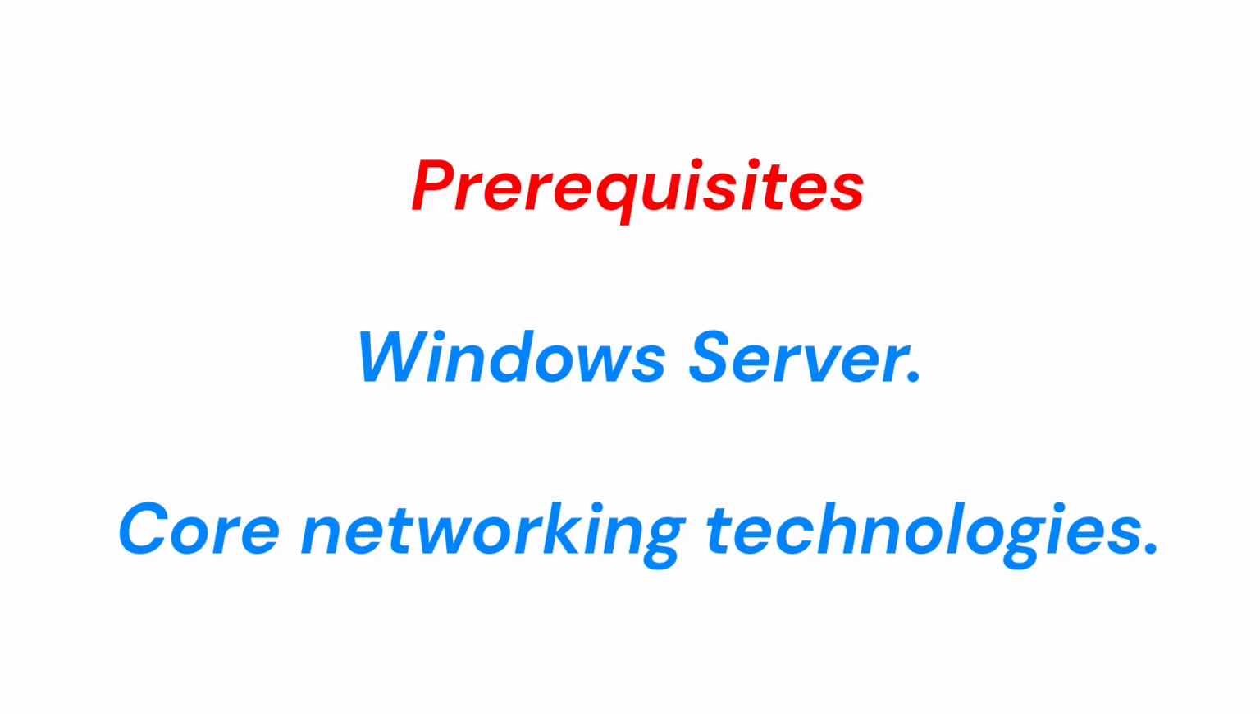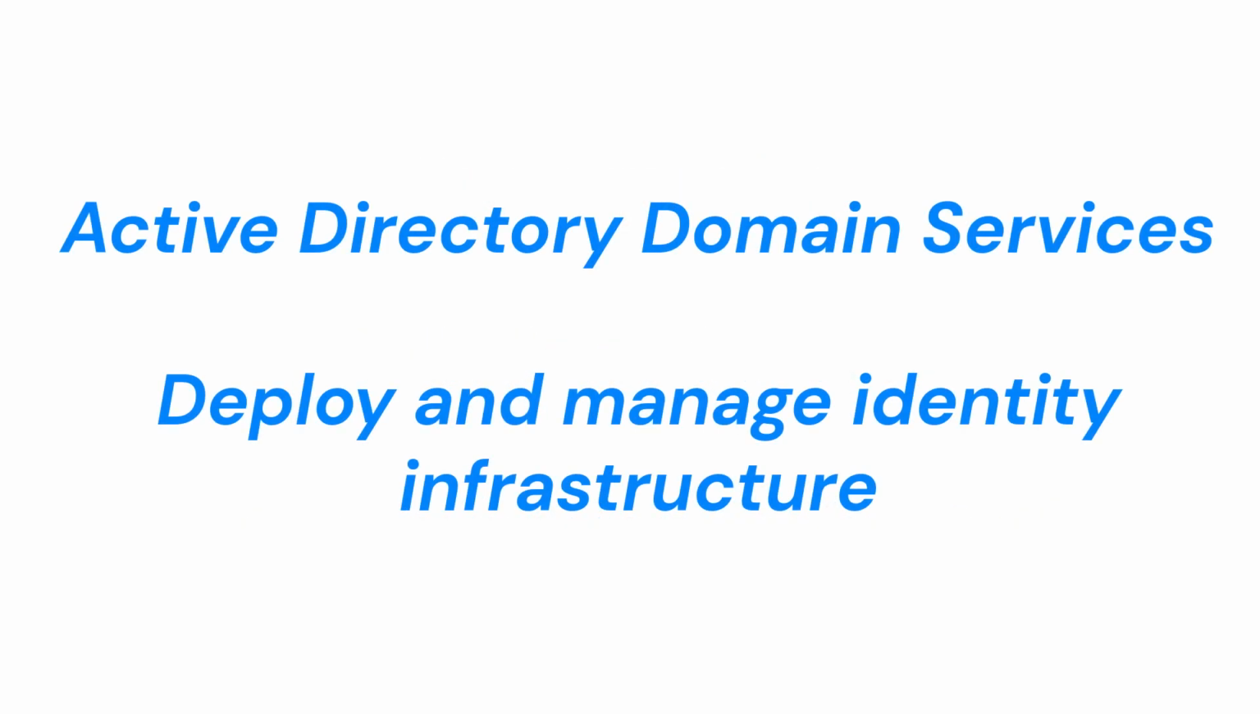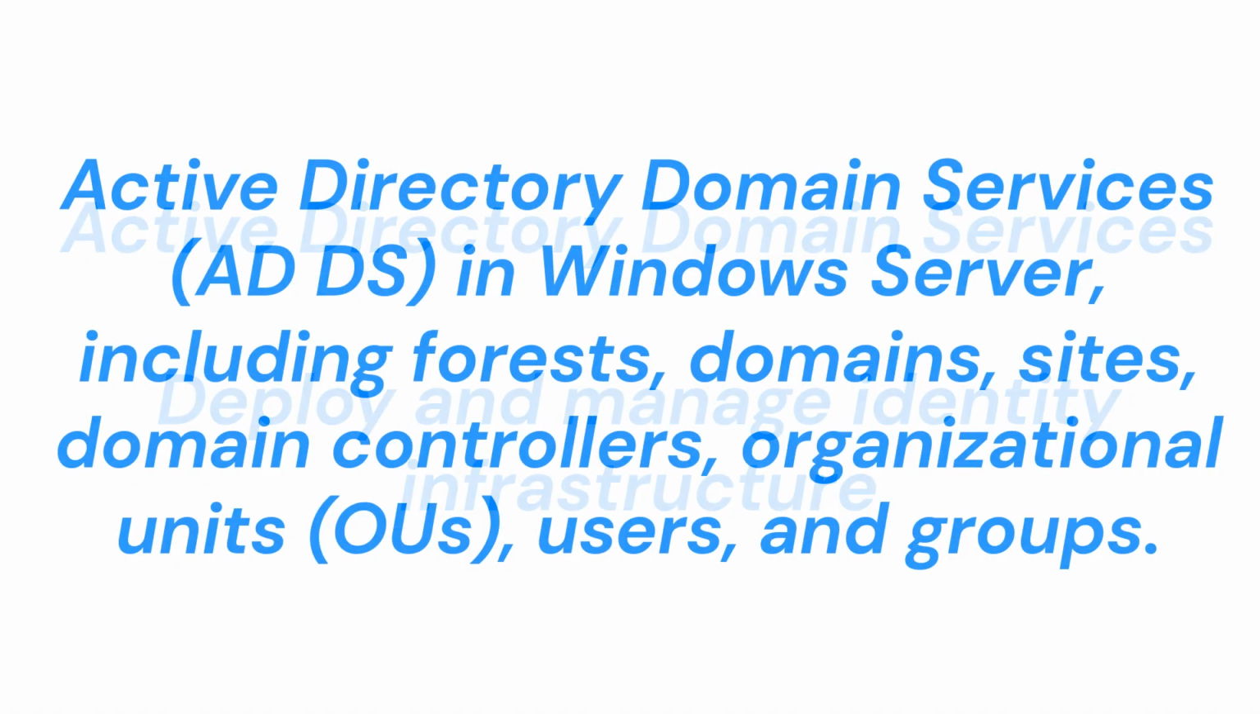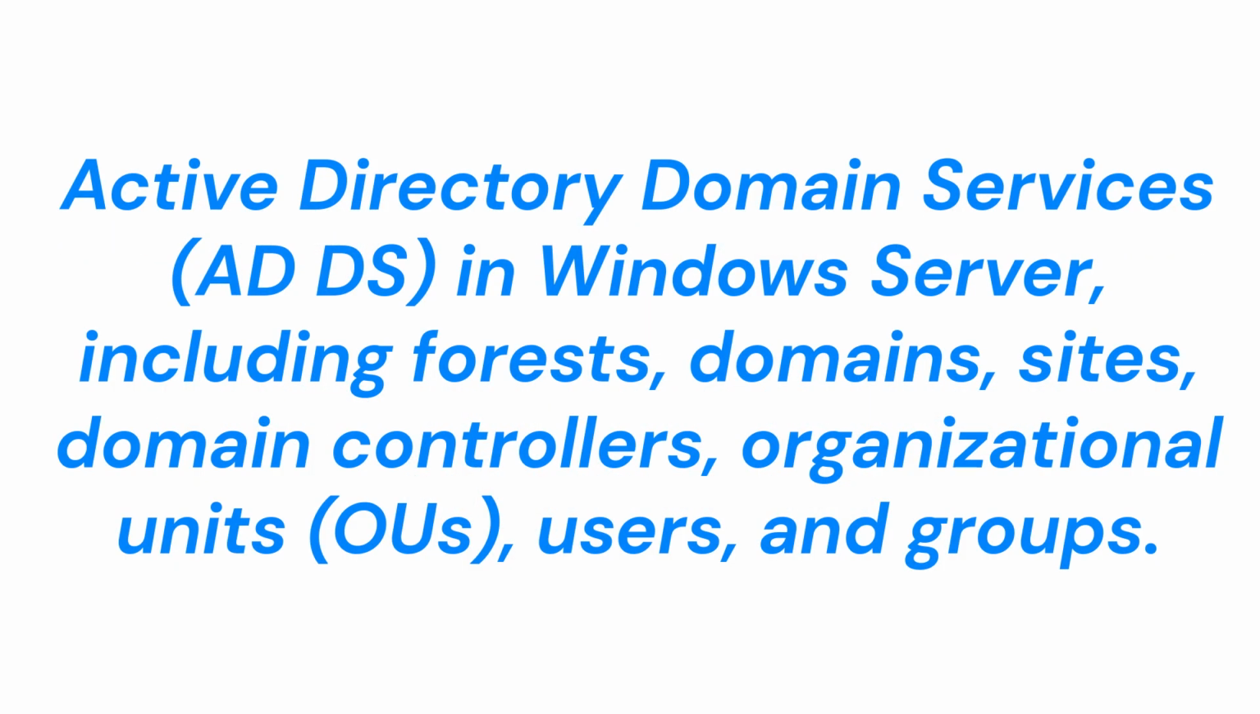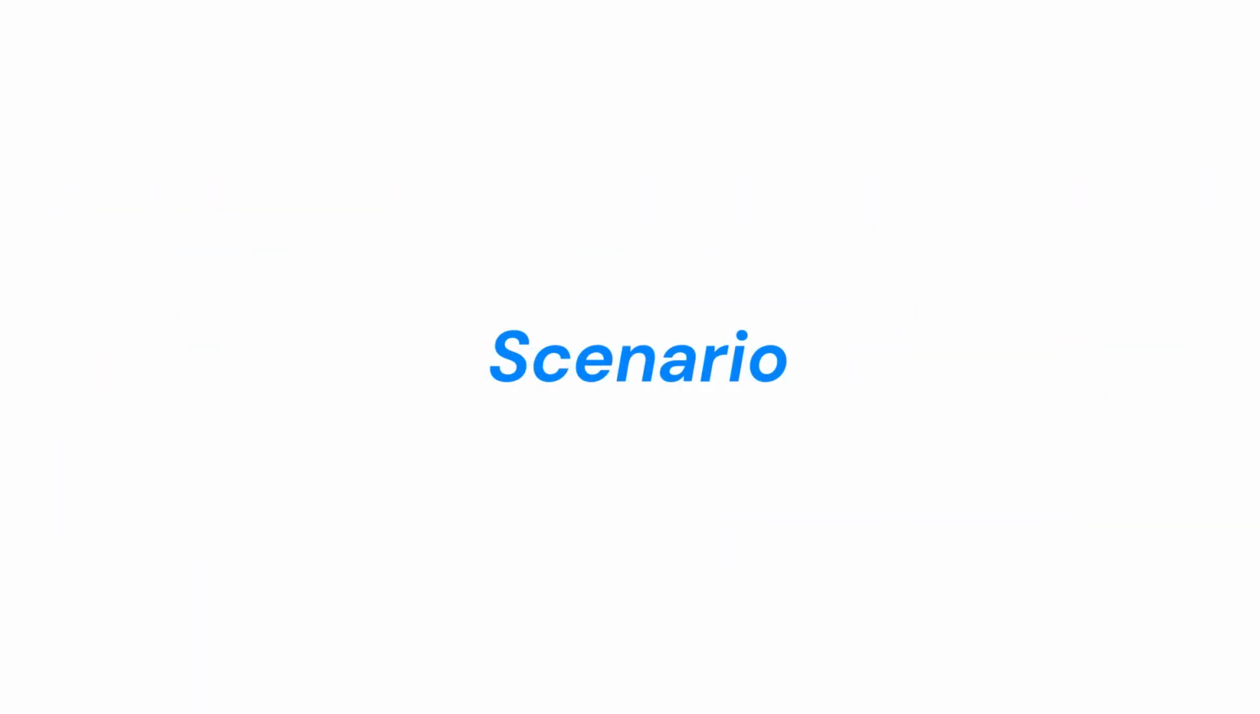Prerequisites. To get the best learning experience from this module, you should have knowledge and experience of Windows Server core networking technologies. This module is part of these learning paths: Active Directory Domain Services, and Deploy and manage identity infrastructure. Learn about the fundamentals of Active Directory Domain Services, ADDS, in Windows Server, including forests, domains, sites, domain controllers, organizational units, OUs, users, and groups.